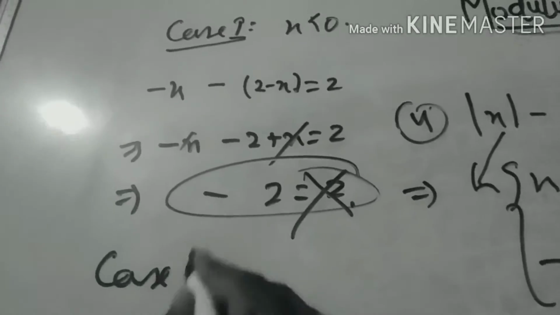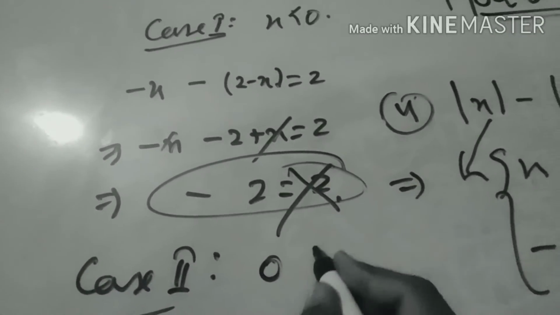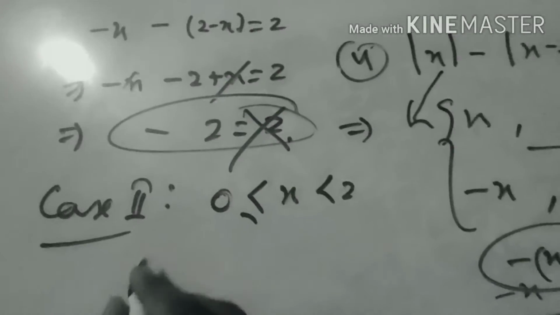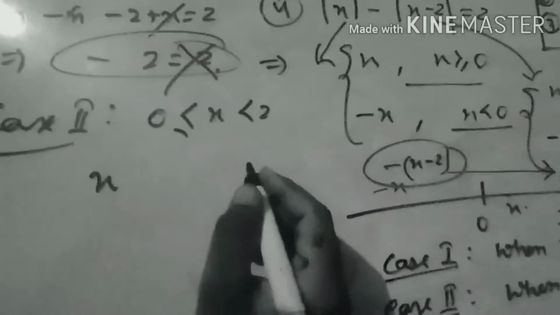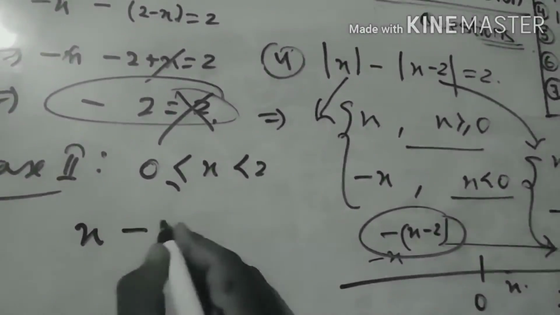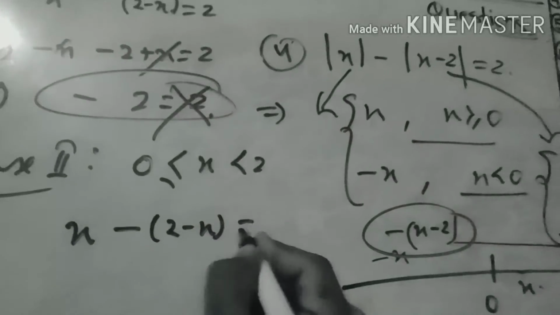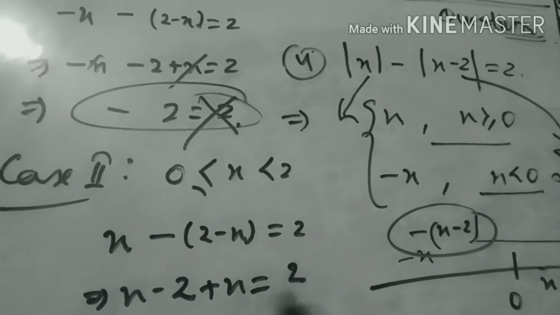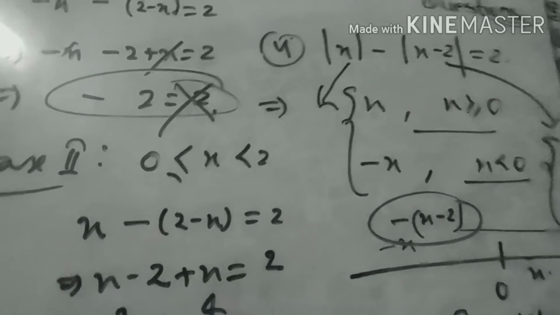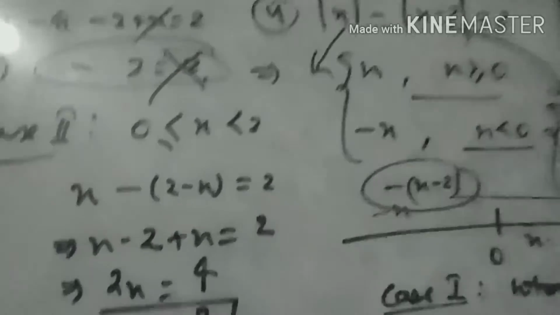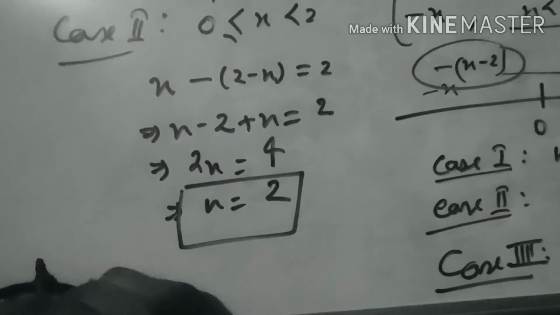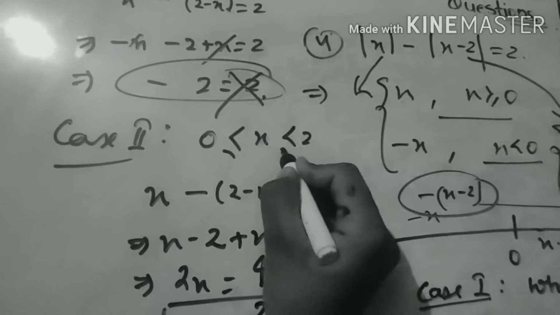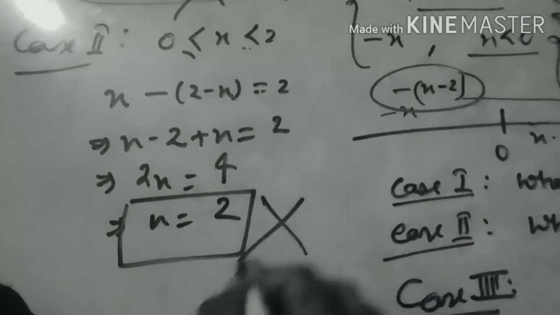Then we'll be solving case 2. That will be x is greater than equal to 0 but less than 2. So when x is greater than 0, modulus x will be equal to x, and the value of modulus x minus 2 will be similar to minus x equals to 2. That will be x minus 2 plus x equals to 2. That will be 2x equals to 4, x equals to 2, which is not satisfying since here the value of x must be less than 2, not equal to, so not satisfying.